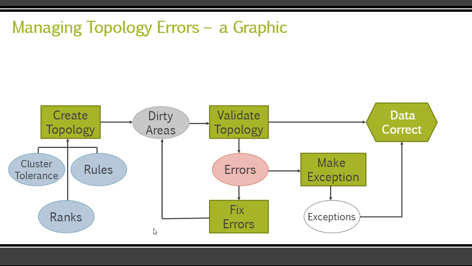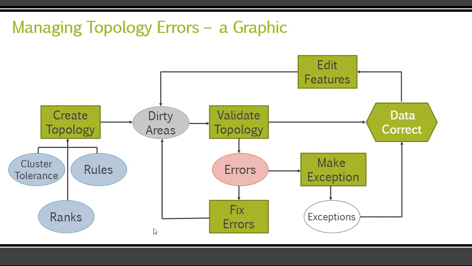All right, so we might sit here for a while, but let's say your data needs an update. A new road gets done, or a road turns from a two-way to a one-way road, or somebody digs a new pond in your study area, so you need to digitize in a new pond. So that's a data edit. So that's your editing features. And as soon as you do that, you create dirty areas, which puts you back into this validation process. All right, so this is the loop that you're going to be in as you work in topology.